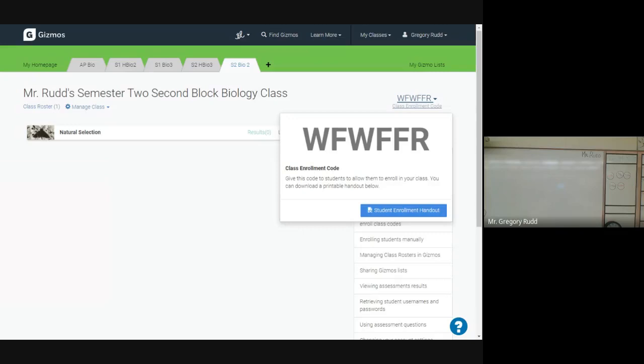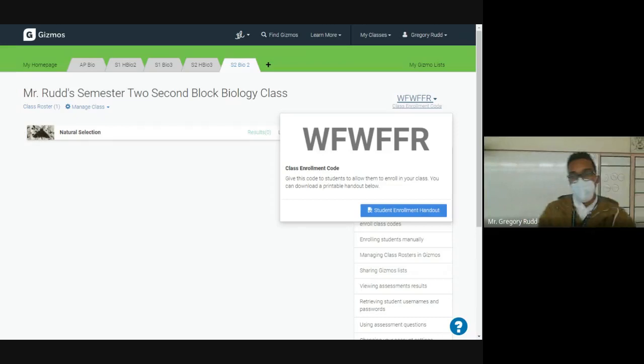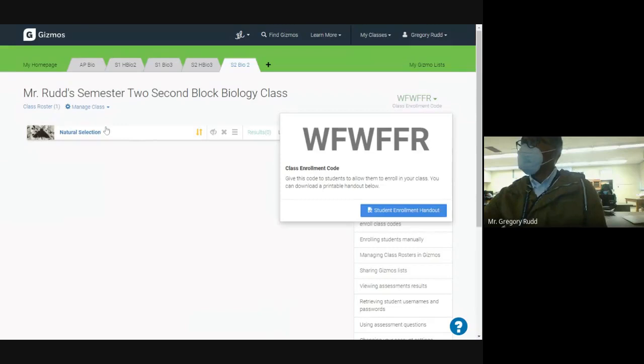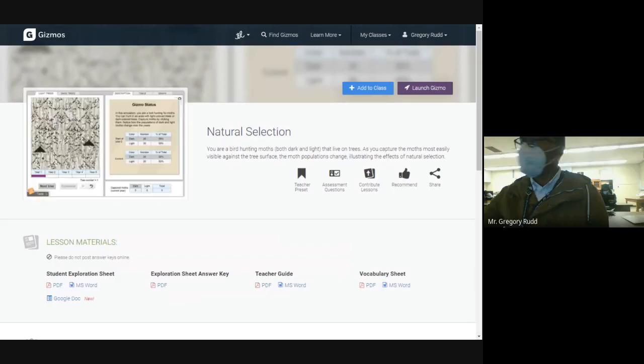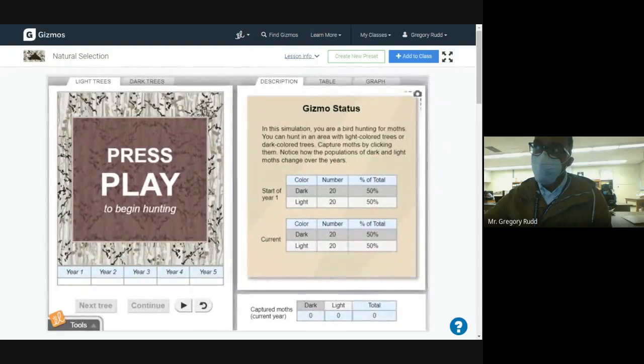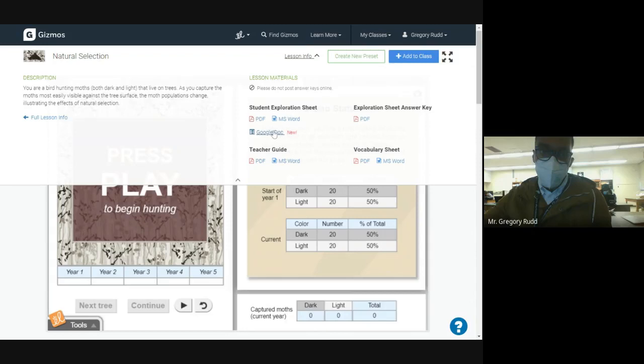The student exploration sheet basically walks you through what you can do. I did put it in Canvas as well, but you can also find it in the Gizmo once you're there. At the top, there's a dropdown that says lesson info. You can find the student exploration sheet there as well. You can open it up as a Google Doc. That's probably the best way to do it. And I will do that.